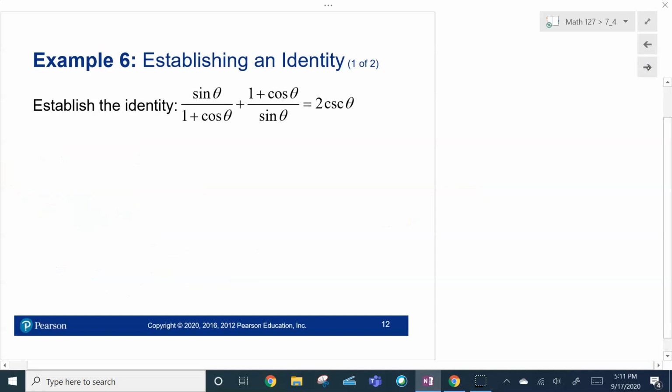Awesome. All right, here we've got summation. I'm going to again work with my left-hand side on this, and I'm going to again get a common denominator on this.